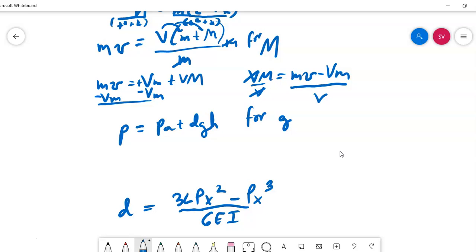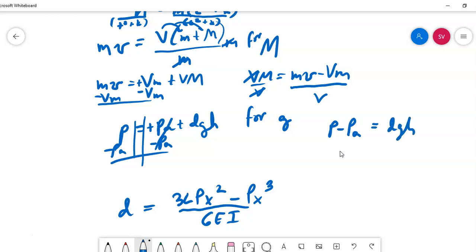So let's look at this one. We want to solve for G. We want to get this all by itself. So first this PA is attached on the right side by addition. So I want to get it over to the left side of the equal sign by subtraction, do the opposite. So I get P minus PA is equal to DGH.